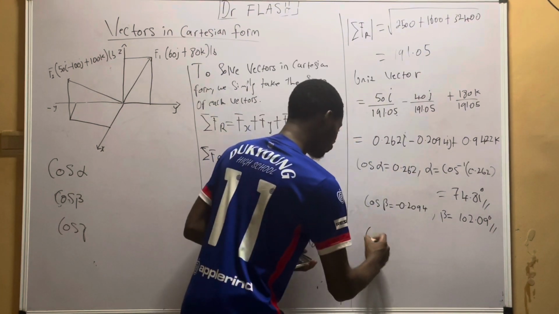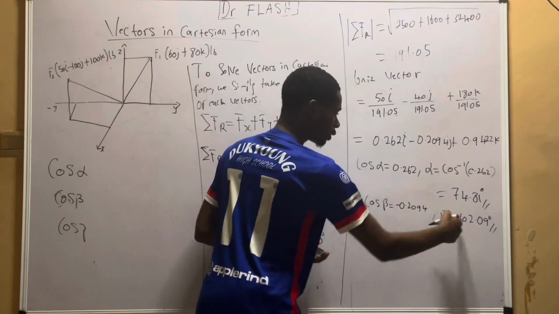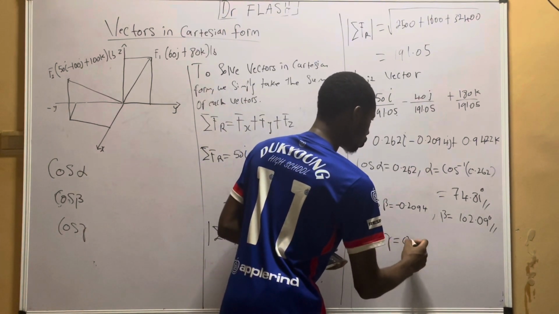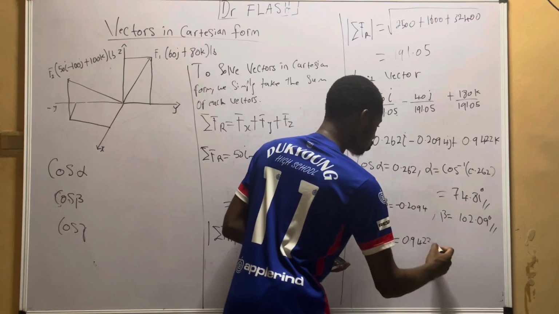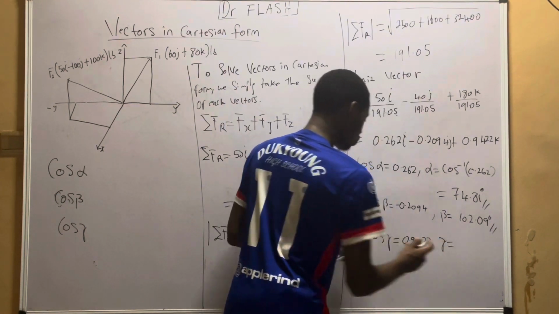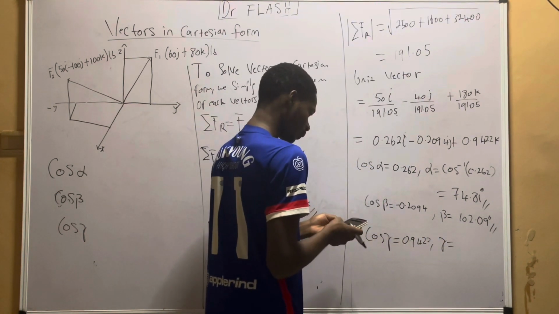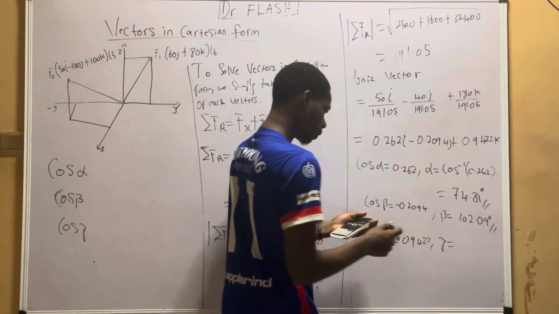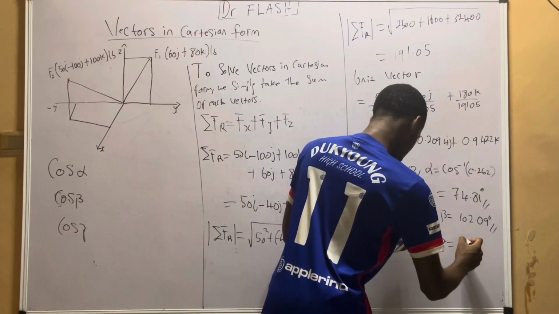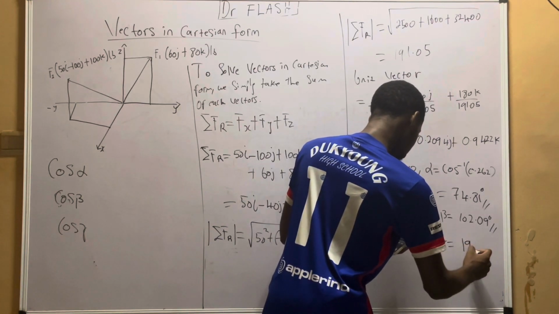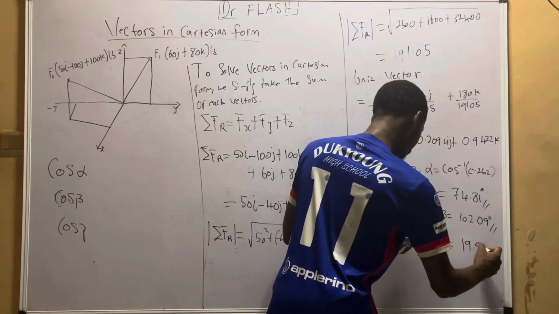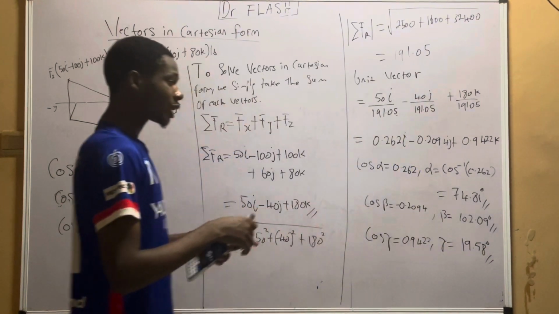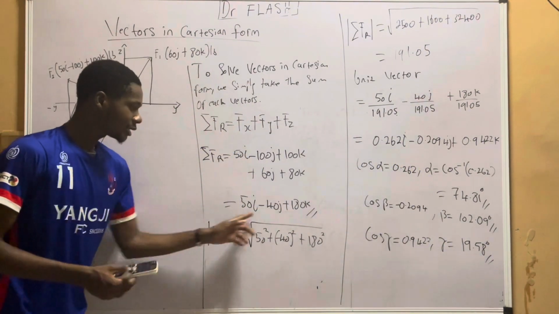Okay, and then for gamma, the angle to the z-axis is going to equal 0.9422. So gamma equals the cosine inverse of 0.9422, that's going to give us 19.58 degrees. Basically those are the angles, and this is the result.